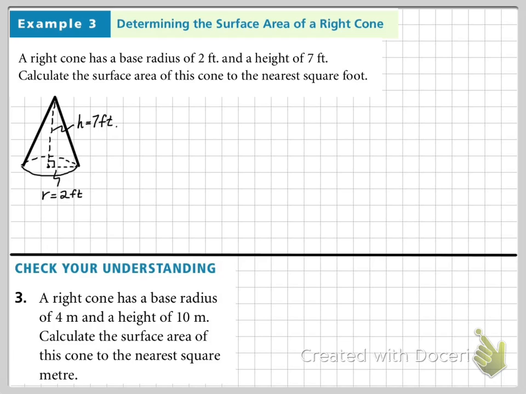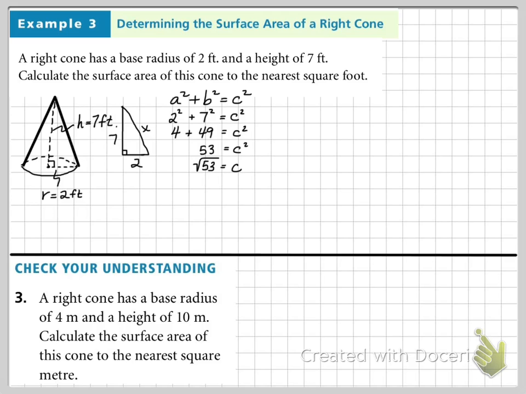So to figure out the surface area, we need the slant height. And since we have 7 and 2 and x, we can say 2 squared plus 7 squared has to be x squared, because x is the hypotenuse. And 4 plus 49 gives me c squared is 53. Take the square root of both sides, and c is root 53, or 7.28 approximately. Now we can say that the slant height is 7.28.